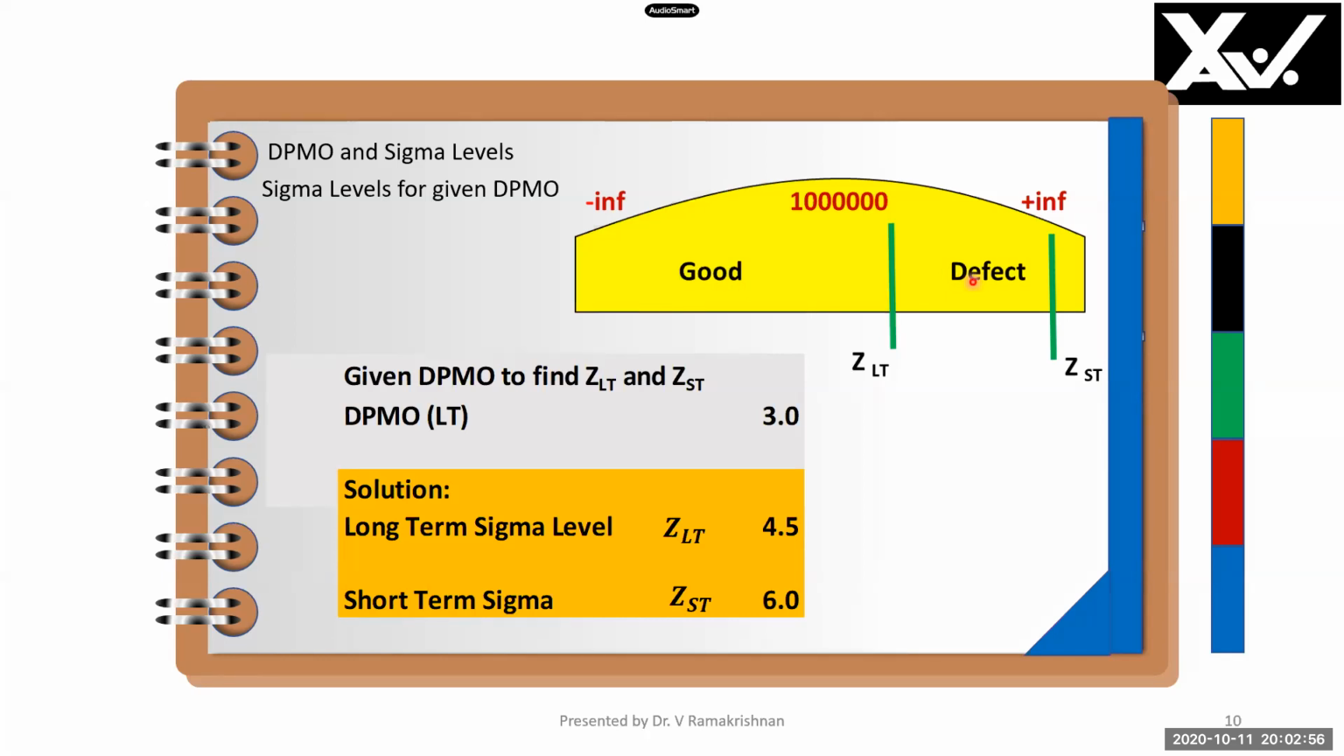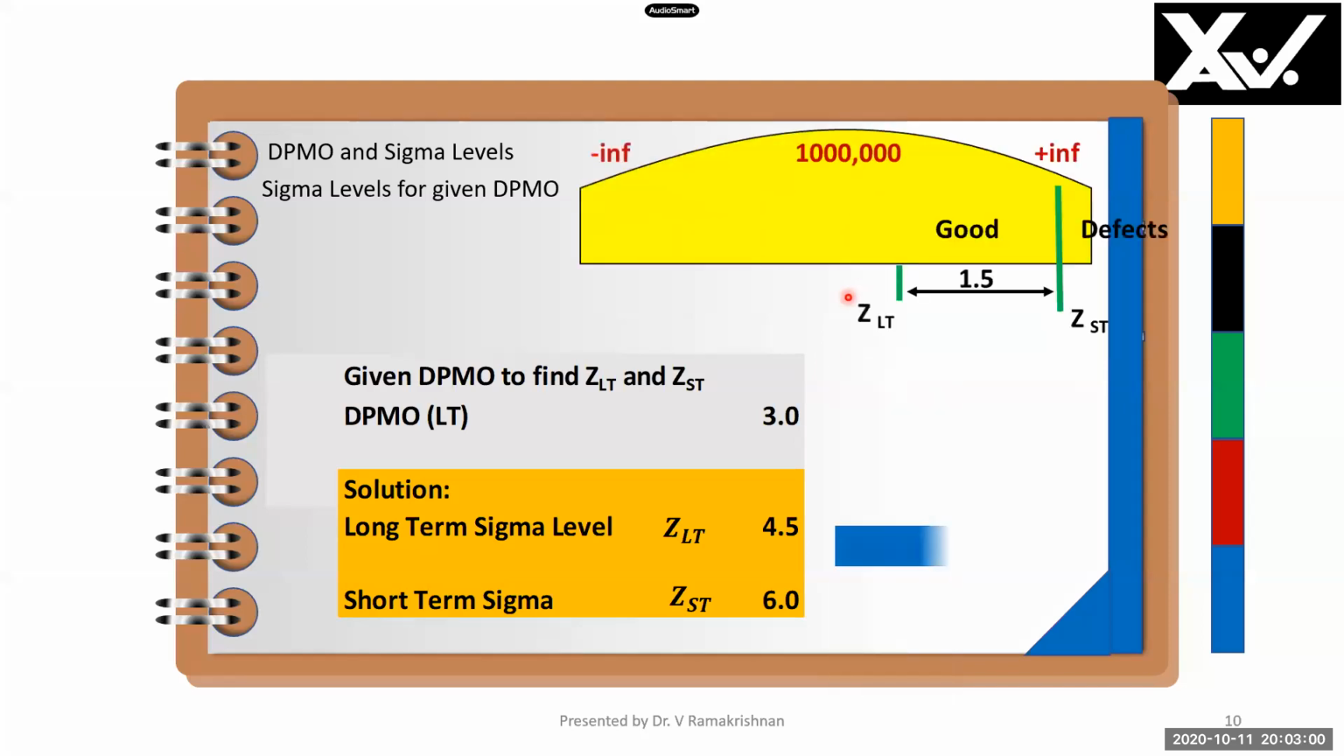Okay, and then we can see here, in the long term what will happen? See here, ZLT will be shifted to ZST. In the short term, the defects will be very less, right? Therefore, I add 1.5 to ZLT and then I get the short-term sigma level. So defects are only this much. Clear? Understand? So what we will do is, we will do this in an Excel sheet.